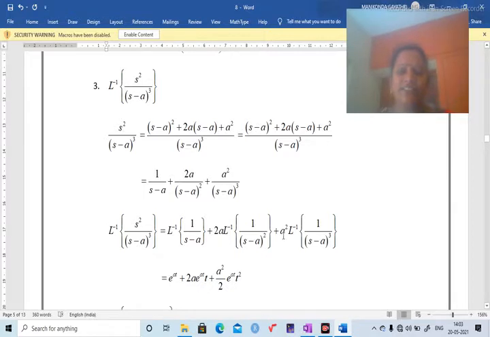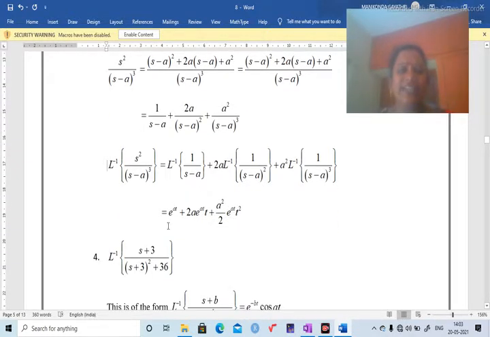Here I am taking constants outside. Here minus a is there, that's why e power at. Here first of all e power at, then L inverse of 1 by s square, that means n equal to 1, so t by 1 factorial. Again, by using the shifting property, minus a is there, so e power at, L inverse of 1 by s cube, so n equal to 2, that's why t square by 2 factorial. 2 factorial is 2. On simplification, I am going to get this as the L inverse of the given function.